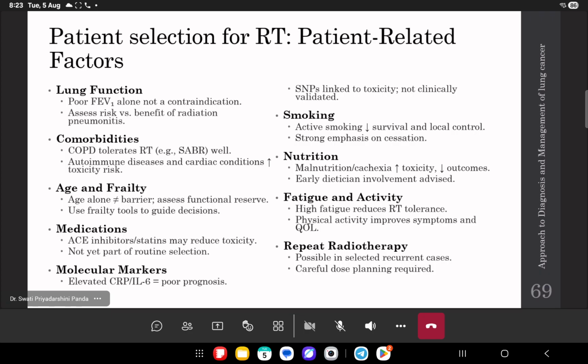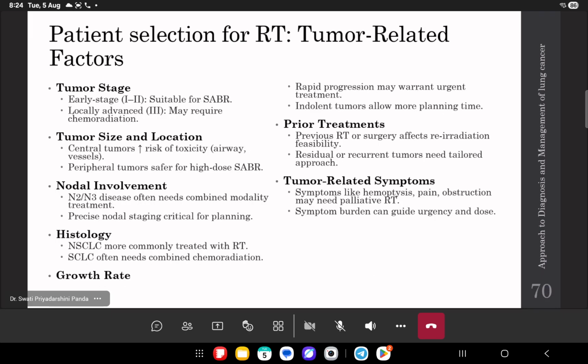Early dietitian involvement is advised. Fatigue and activity: high fatigue reduces radiotherapy tolerance. Physical activity improves symptoms and quality of life. Repeat radiotherapy is possible in selected recurrent cases. Careful dose planning is required. Tumor-related factor: tumor stage, early stage 1 and 2 suitable.